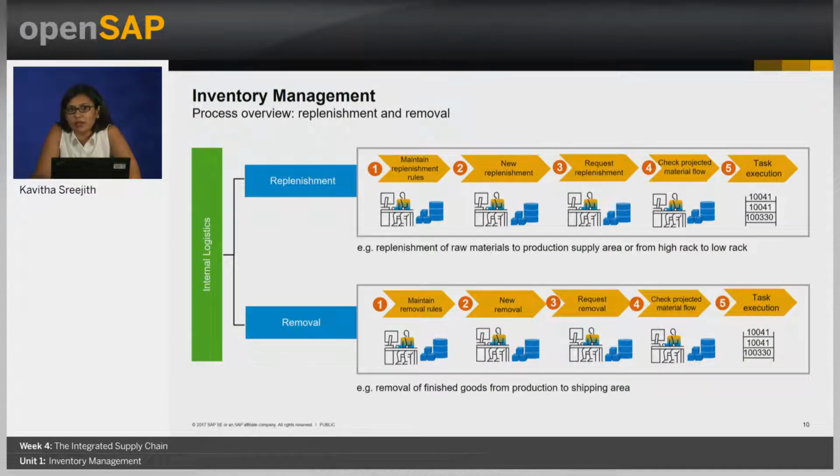Moving over to replenishment and removals. As can be seen, replenishment can be used for the replenishment of the raw materials from warehouse to the production supply area. Removal could be used for removal of finished goods from the production to the shipping area. There is also an automated job called inventory level adjustment run available to trigger the replenishment and removal requests. Note that the replenishment and removal could be considered as a planned task since they are first requested, that is planned, and then can be delegated via tasks to the warehouse personnel. Hence, in this sense, they differ from the ad hoc tasks that we discussed earlier.